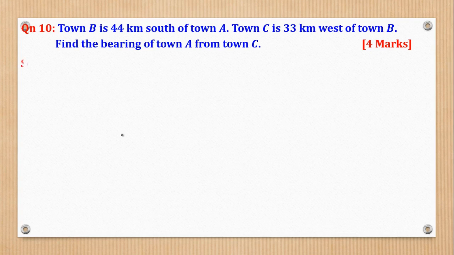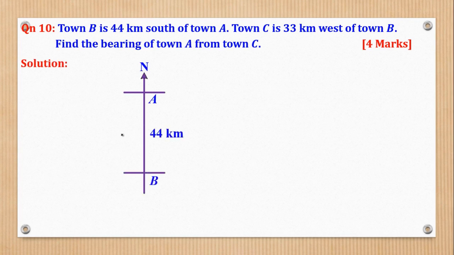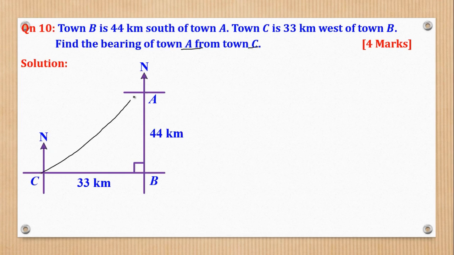That's what they want. So let's first come and sketch it using a ruler. We shall have town A. Then you go southwards to locate town B, but you move 44 kilometers. Then from town B, you go west to locate town C, and you move 33 kilometers. Then the question wants the bearing of A from C. A from C. So you have to draw a line and locate that bearing.